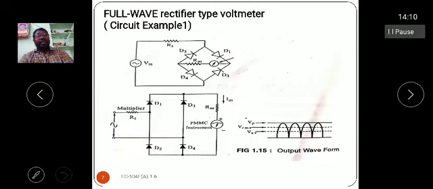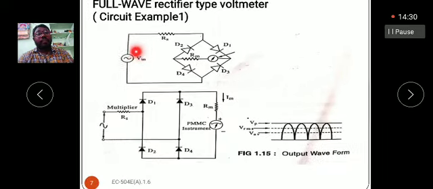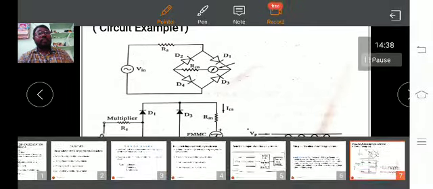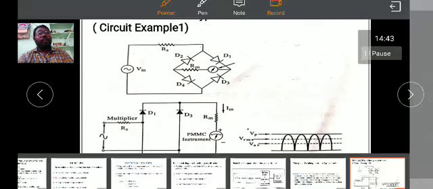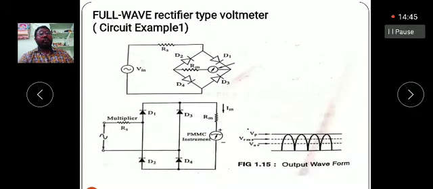Here we are having the circuit diagram of the full wave rectifier type voltmeter. Here we are having the bridge type arrangement of the full wave rectifier circuit. In this particular circuit, we have to observe a few things. Here we are using the input signal in the form of AC input signal, that is the V in, and here we are using the multiplier resistance, that is the RS, and the diodes are connected in the form of a bridge circuit.